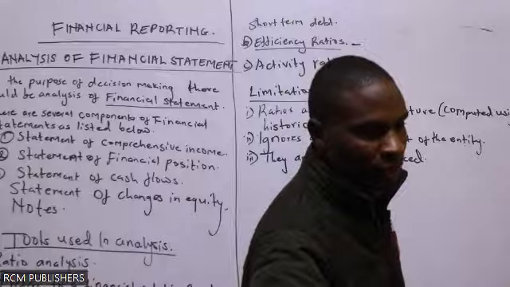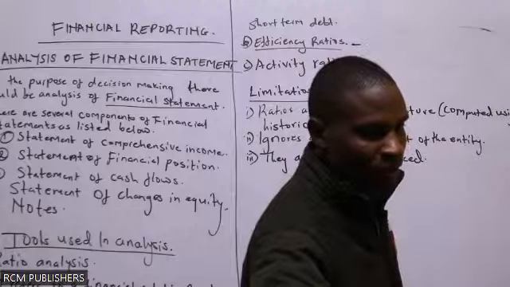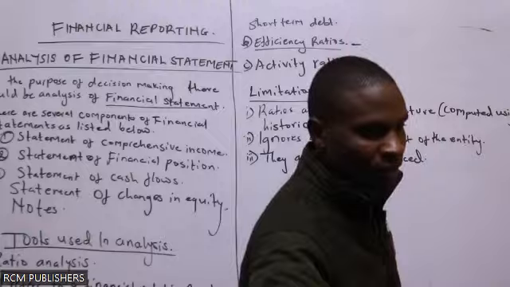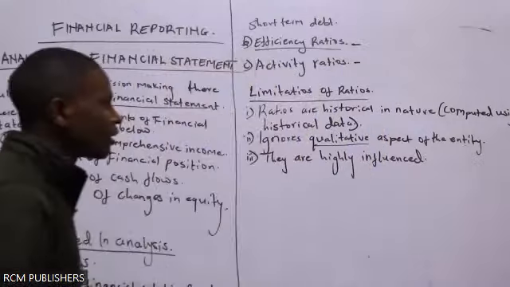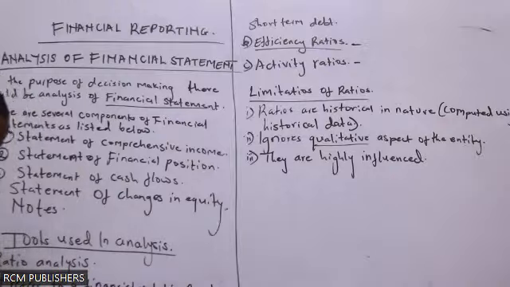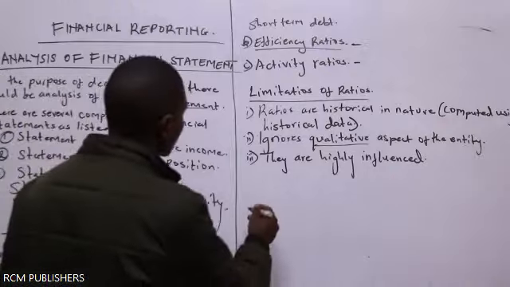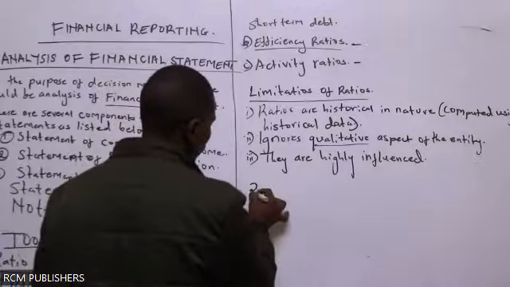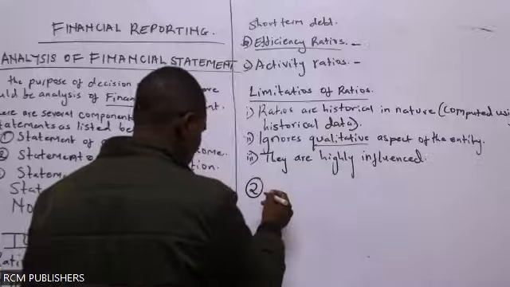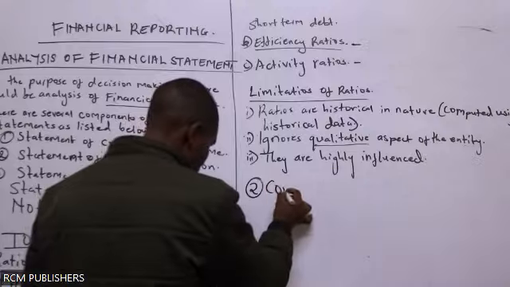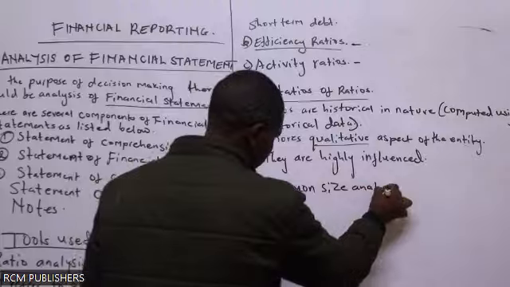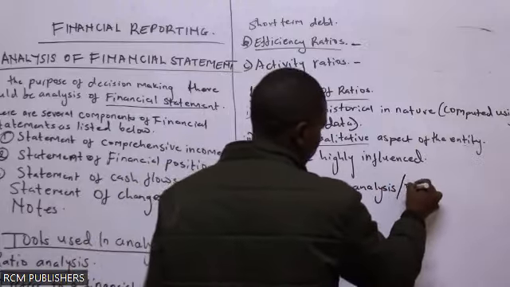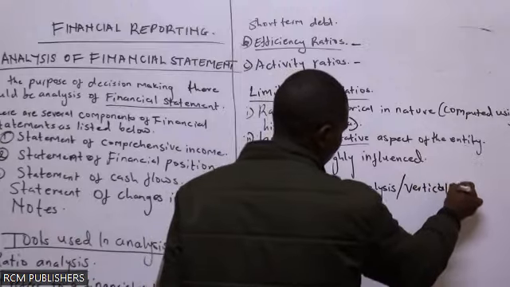Who has checked what we have said? Ratios are highly influenced. Then the next tool, number two, is the common size analysis, or vertical analysis.